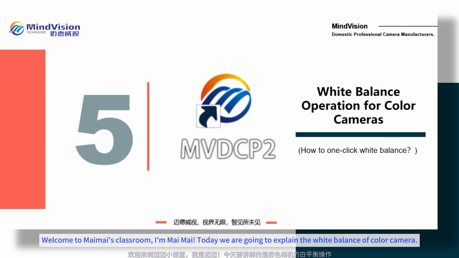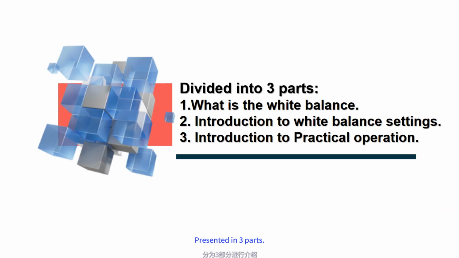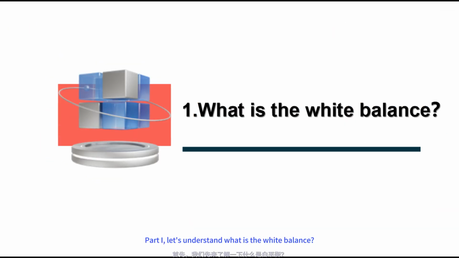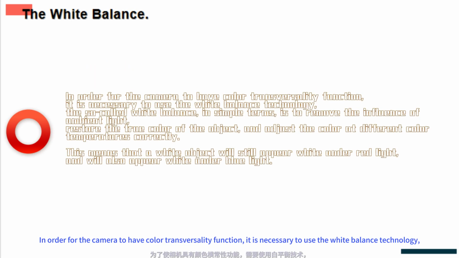I'm Maymai. Today, we are going to explain the white balance of color cameras, presented in 3 parts. Part 1, let's understand what is the white balance. In order for the camera to have color transversality function, it is necessary to use the white balance technology.